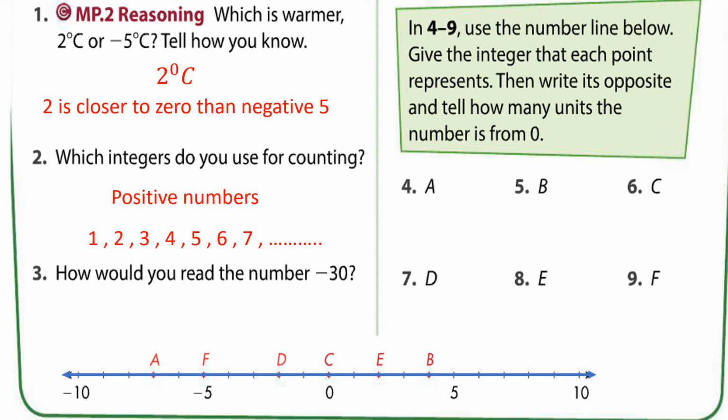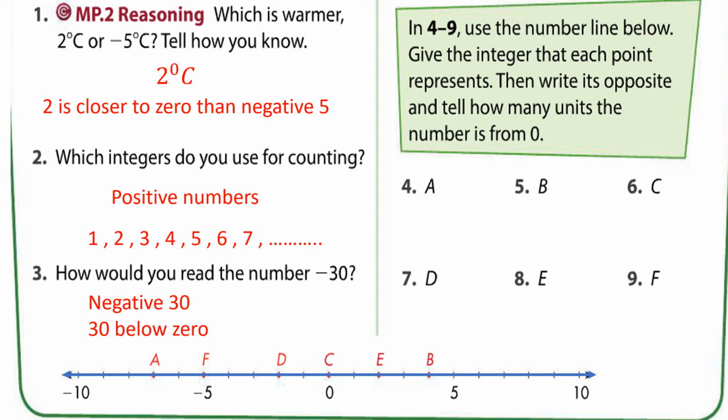Question 3, how would you read that number? -30, as I said now, just say it as -30, or you can say 30 degrees below 0, or 30 below 0, okay, or 30 less than 0.